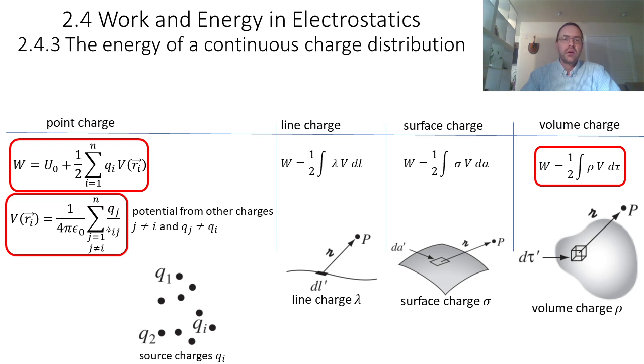Now, similarly to all the formulas that we're going to see in this class, you should not remember all of them. You should just remember one and know how to get the other ones, right? So for example, just remember the energy of a volume charge distribution, and you know that for a surface, you use sigma dA. For a line, you use lambda dl.